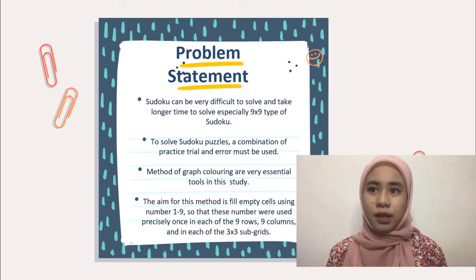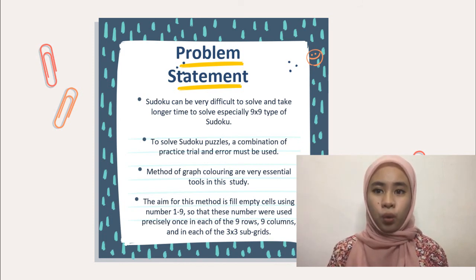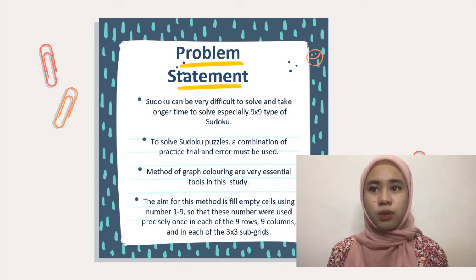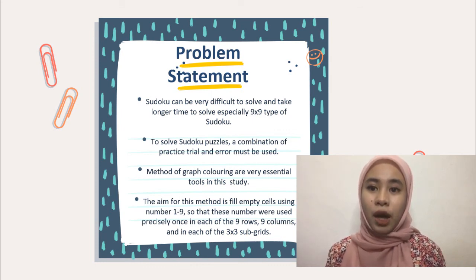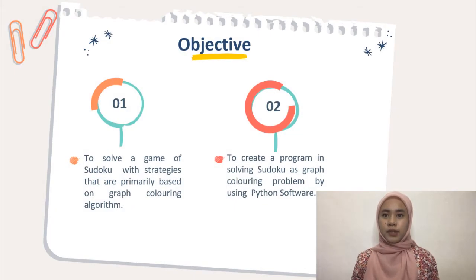The aim of this study is to fill empty cells using the numbers 1 until 9 so that each number is used precisely once in each of the 9 rows, 9 columns and each of the 3 by 3 subgrids. The objectives of this study are to solve a game of Sudoku with strategies that are mainly based on the graph coloring algorithm and to create a program that solves Sudoku as a graph coloring problem by using the software Python.